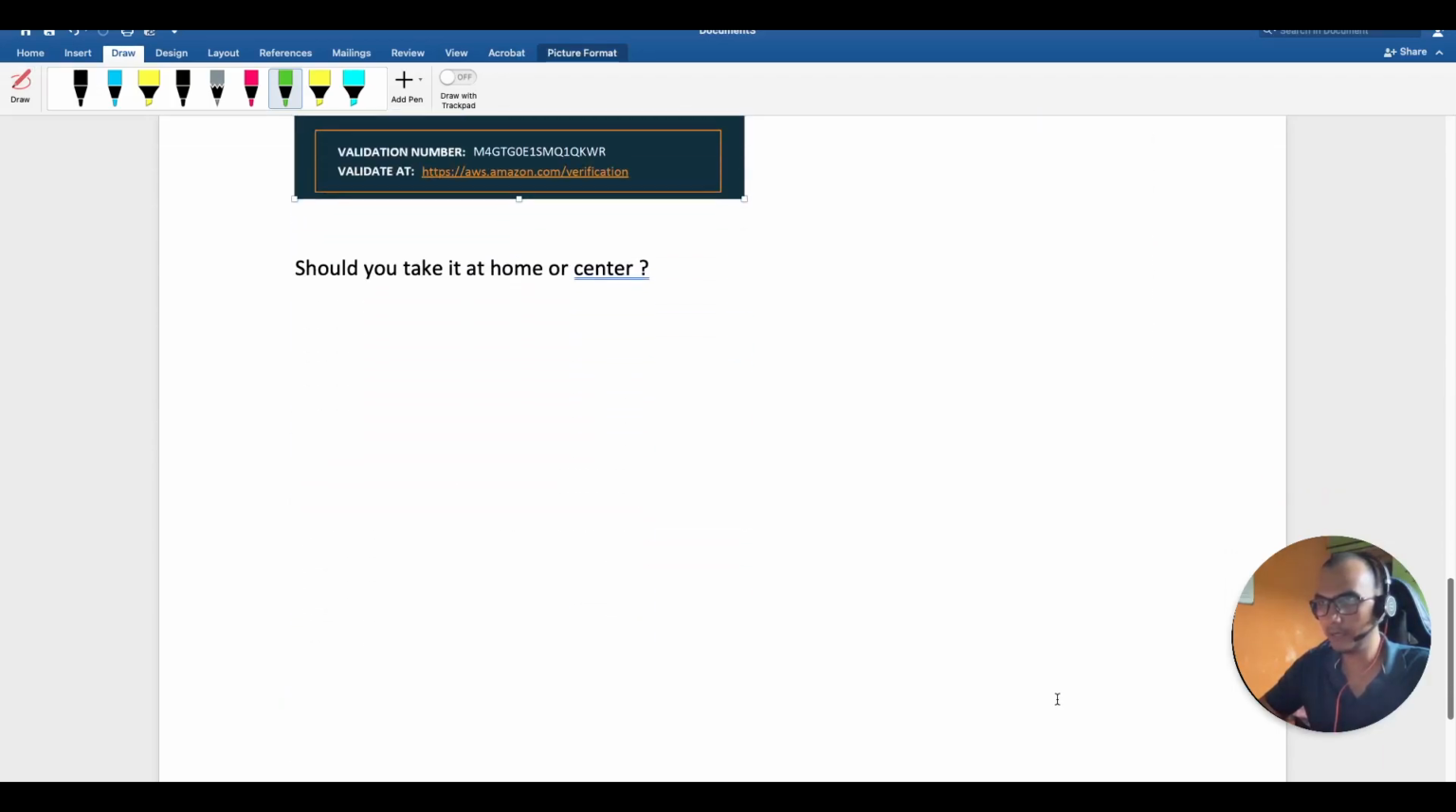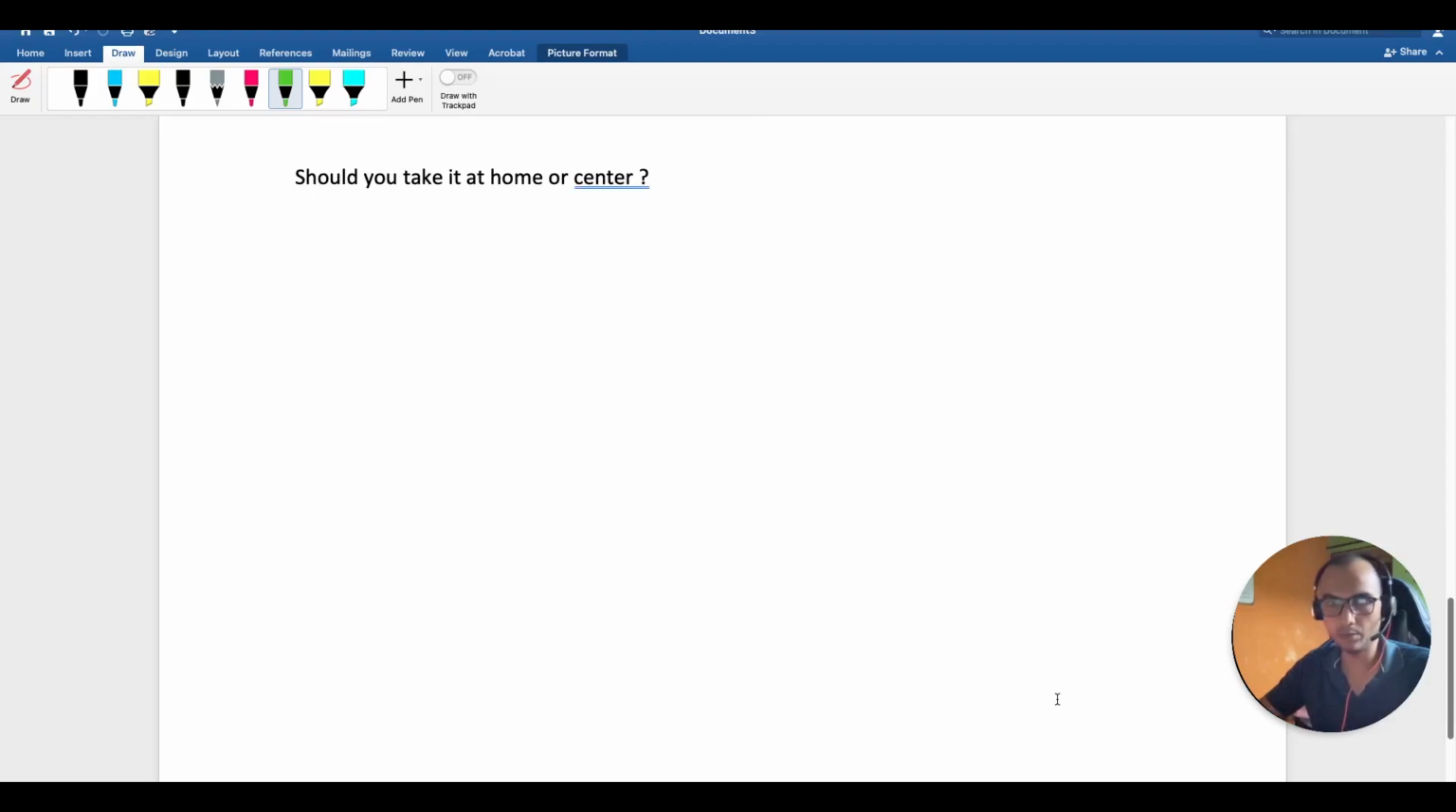Now coming to the part: should you take it from home or from the center? I have talked to my friends, and a few of them have taken it from home and they haven't found any issue.